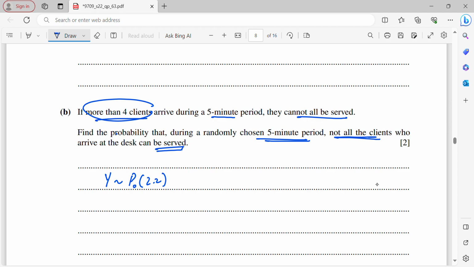And now more than 4 clients. So P(Y greater than 4). So when greater than 4, I will write 1 minus P(Y less than or equal to 4). So now I have to calculate 1 minus P(Y), starting from 0 until 4.